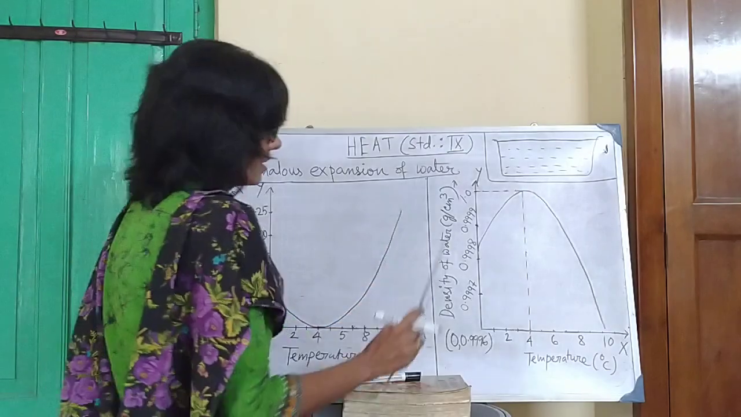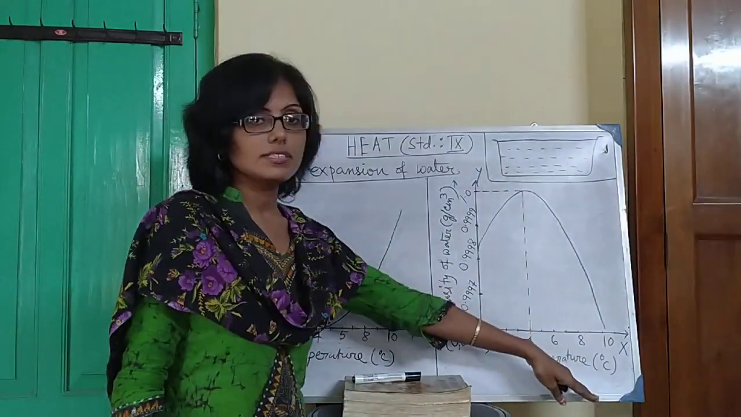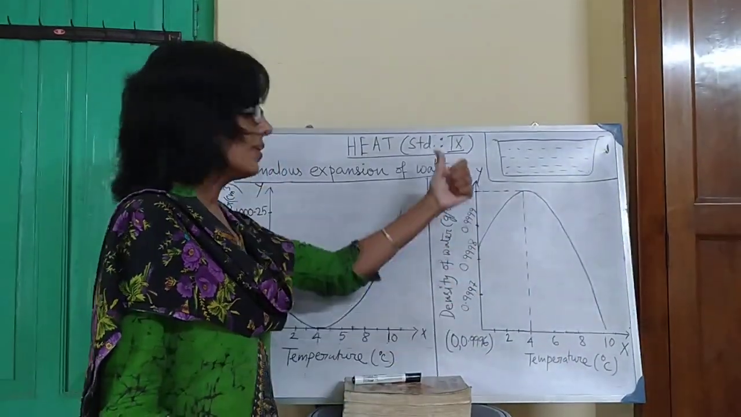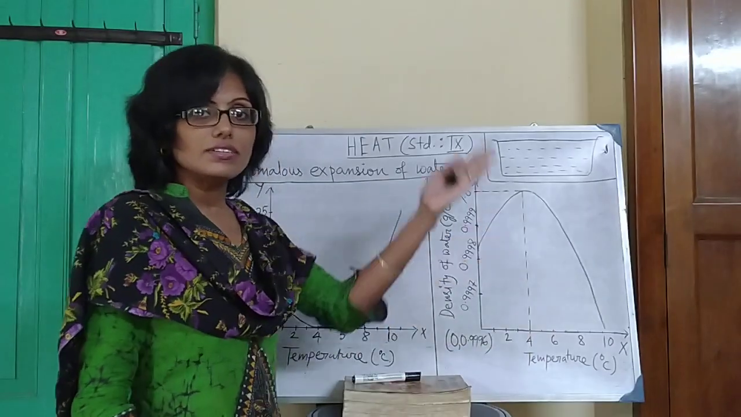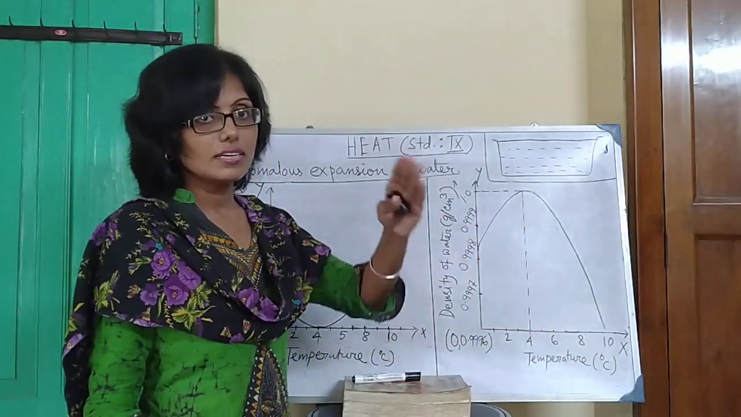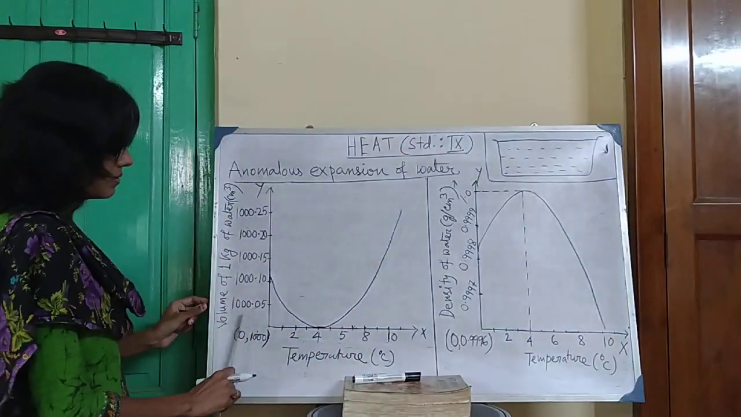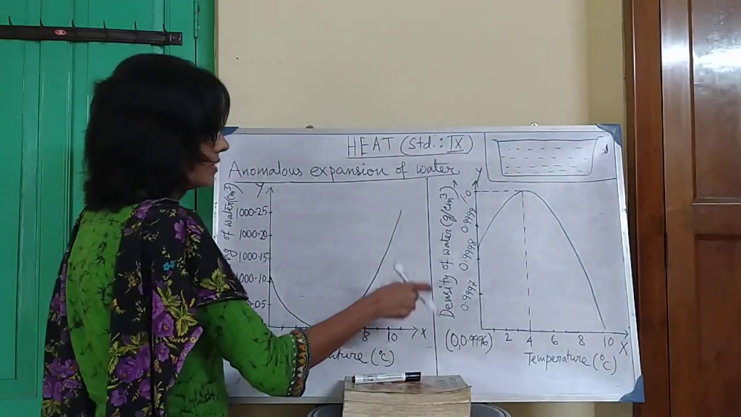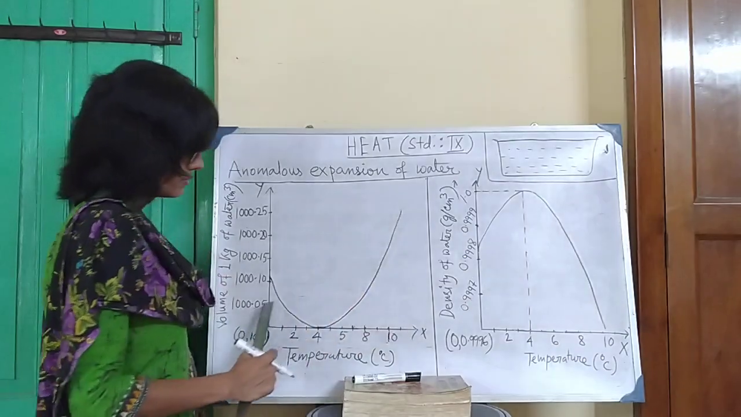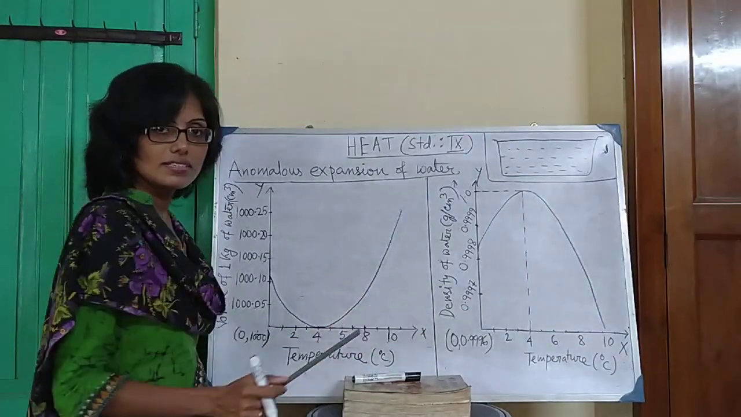Next graph, along the x-axis temperature is plotted. Along the y-axis density is plotted. As volume is inversely proportional to density, definitely if the volume value is 1000.05, the density value will be less than 1. It is greater than 1 and it is less than 1.